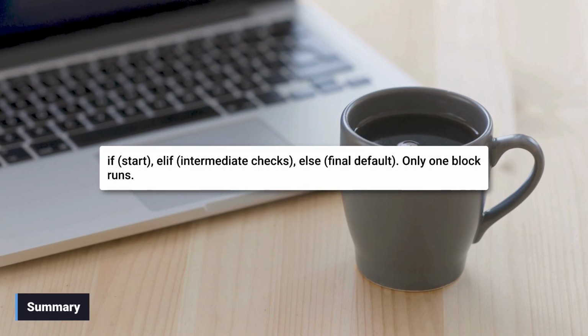To summarize, the if-elif-else ladder may be used for sequential decision-making. Order matters, as the program only executes the first true condition it encounters and then skips the rest.